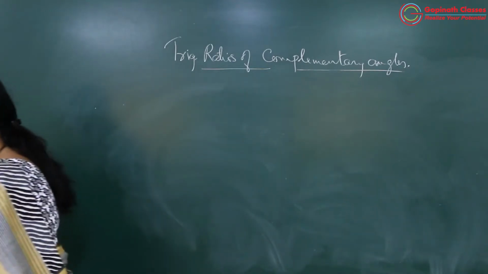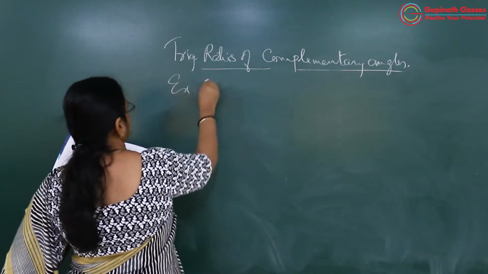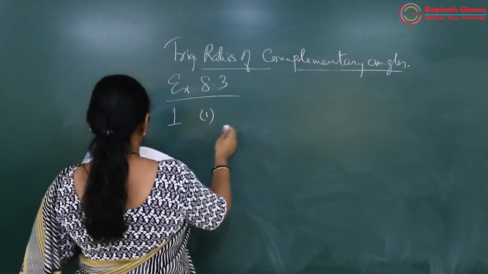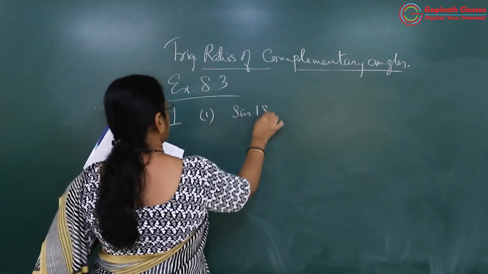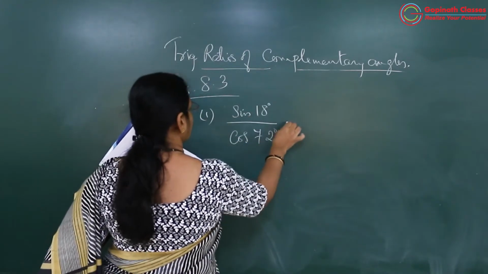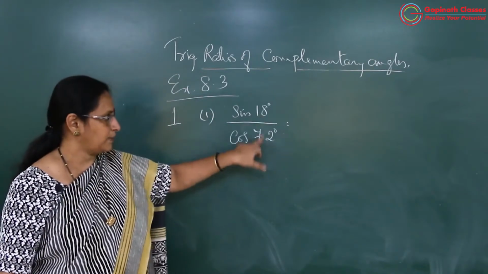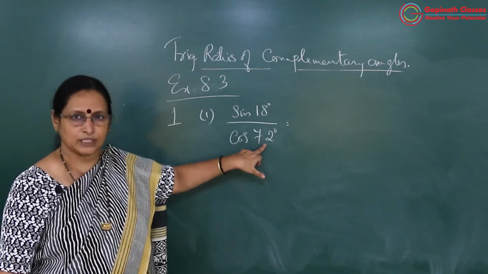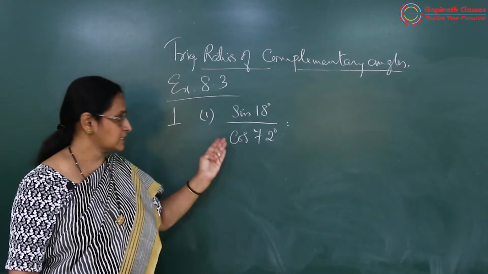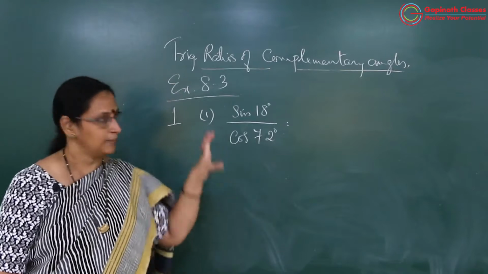Okay, let's come to the next exercise, that is exercise 8.3. Exercise 8.3, main question number 1, evaluate. The first question is sine 18 degree upon cos 72 degree. By looking at it, you can understand the angles are complementary. 18 degree ka complementary angle is 72 degree. Sine and cos are the same. Sine of an angle is cos of its complementary angle. So, they remain same. The answer is 1, now with the procedure.